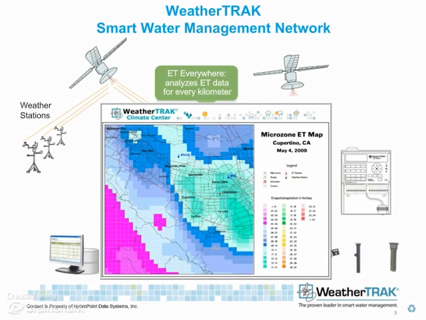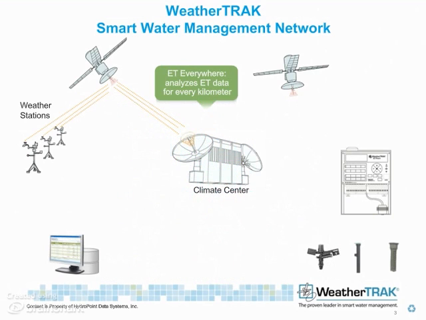When tested in an independent study, the WeatherTrack ET Everywhere information was proven to match an on-site weather station 98% of the time. So not only is our weather information very localized in terms of the 1 square kilometer resolution, but it is also proven to be very accurate. Once the weather information has been calculated for every square kilometer, then the Climate Center pushes that information out to the controllers, and each controller is updated with the weather information for the square kilometer that it sits in.